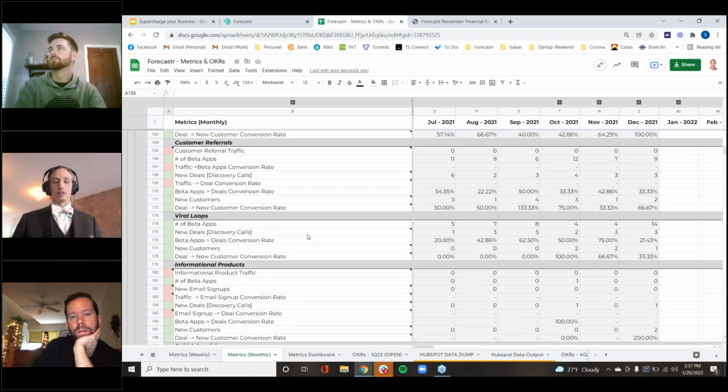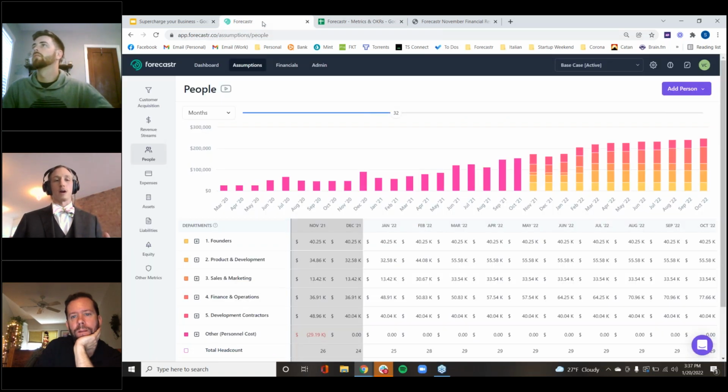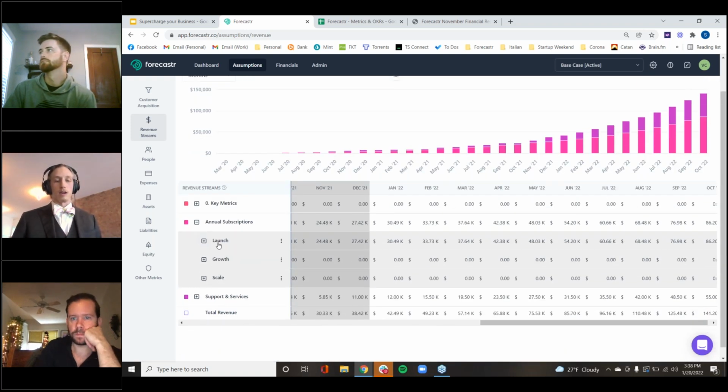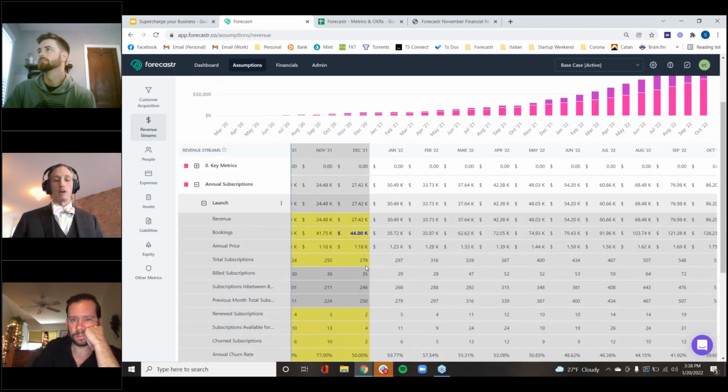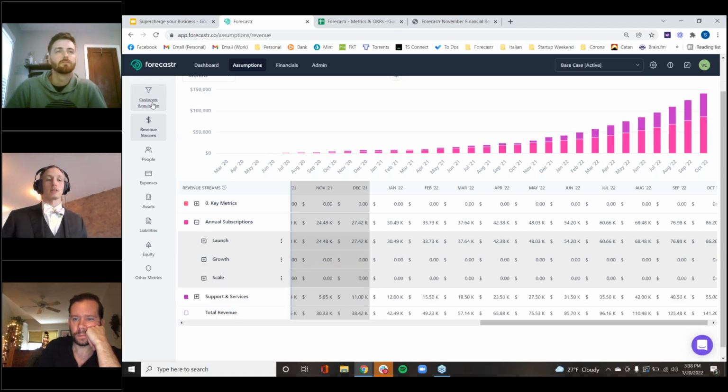Once we have all these metrics tracked across the whole company, we go into our financial model and use that to update the whole model. Over on the revenue stream side, we would key in and update our total subscription count: how many renewed subscribers, how many churned, how many total, what's our average price. We're going to update all those metrics.